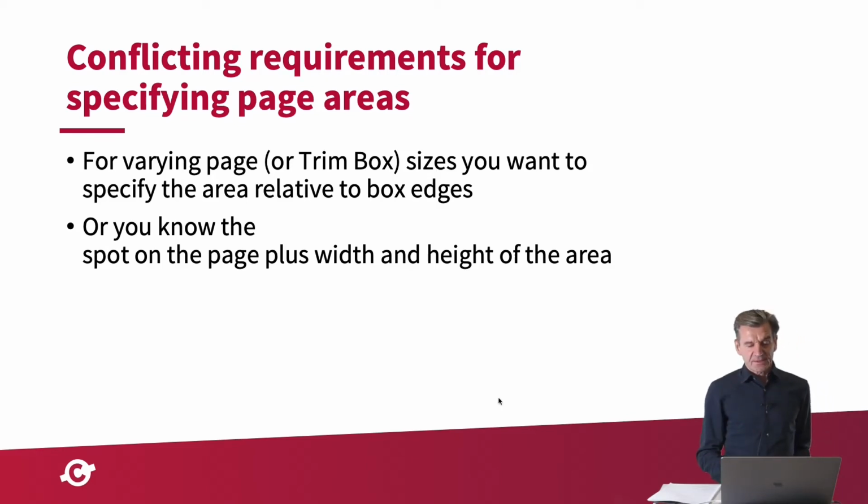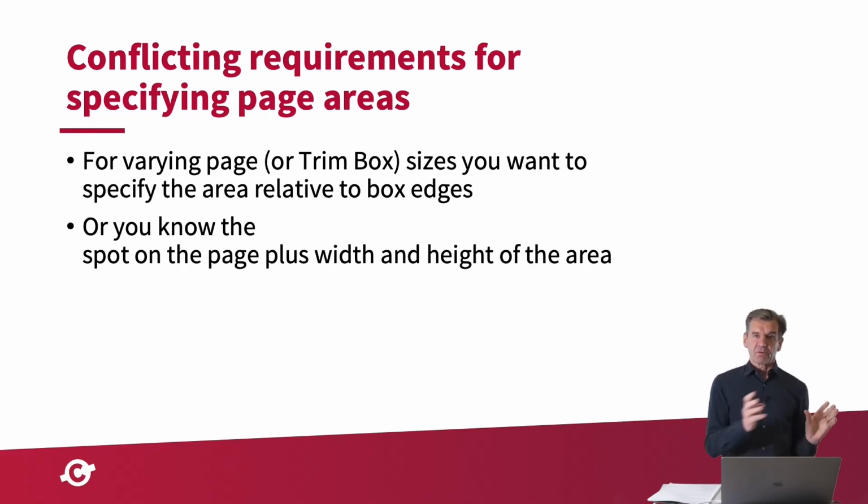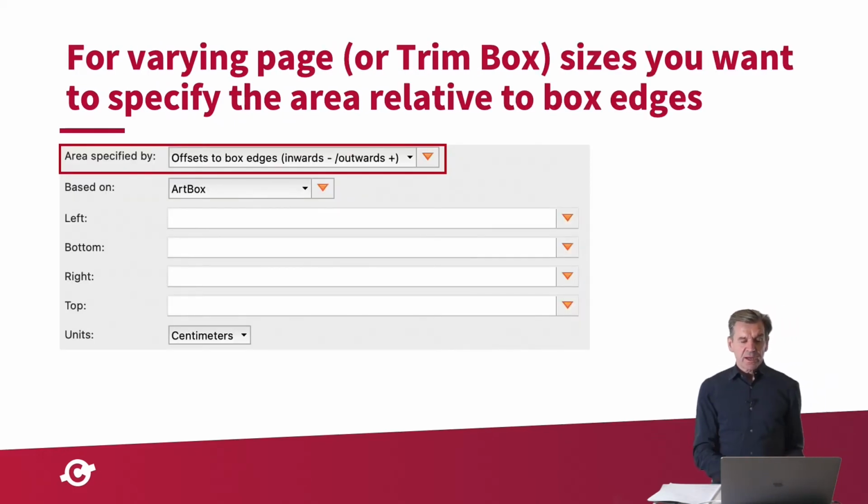That may be the case in the one place. And in another, you may say, I know that this area that I'm interested in is 10 centimeters away from the lower left corner of the trim box. And then I also know the size of the area, but it doesn't matter how far that is away from the right edge of the trim box. In order to be able to cover both of these requirements, there now is a new pop-up in all of the occurrences or in all cases where you want to specify a custom area.